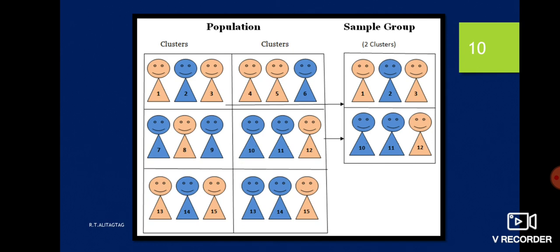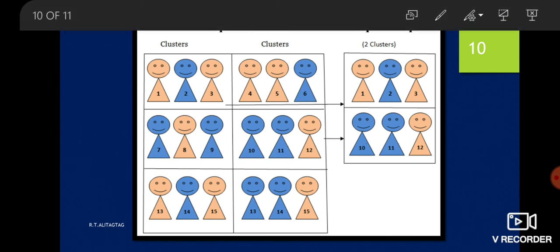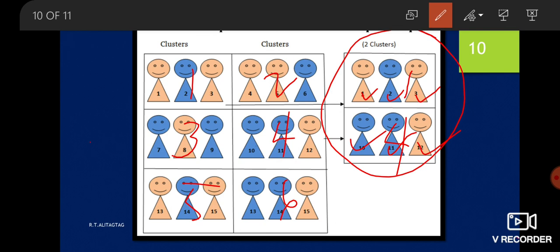For example, we have 6 clusters: 1, 2, 3, 4, 5, and 6. From these clusters, you have decided that you're going to get cluster 1 and then cluster 4. So this is clustering, and you have to make sure that everyone in cluster 1, you're going to give them questionnaires to answer, or you're going to interview every one of them. So these two are actually a part of this population. So that is cluster sampling.